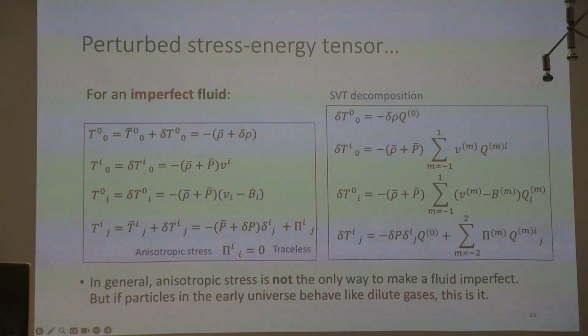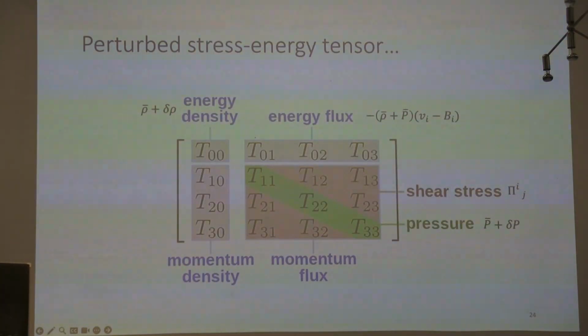All right. Okay, so that's just to remind everyone what we're looking at. So pressure is on the diagonal, and the anisotropic stress is basically all of these off-diagonal terms here in the space-based part of the stress energy tensor. Sometimes it's called shear stress, but it's just a matter of what you call it.